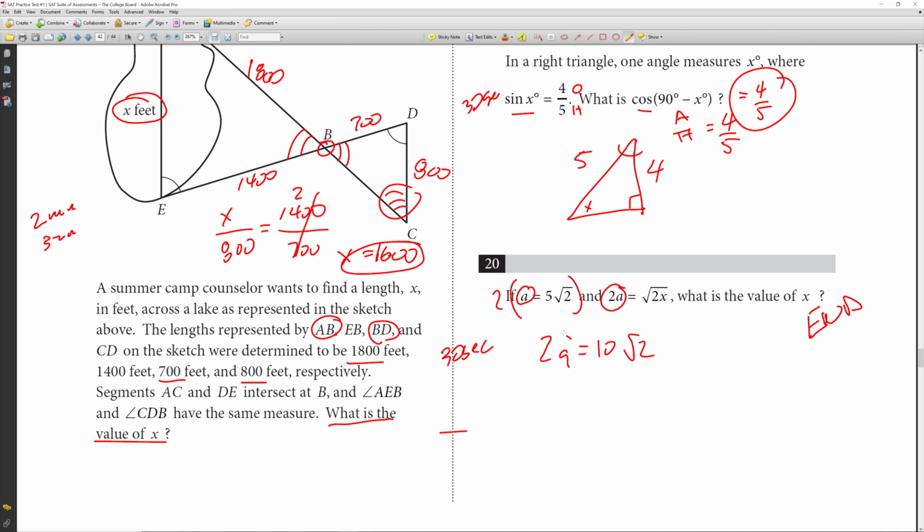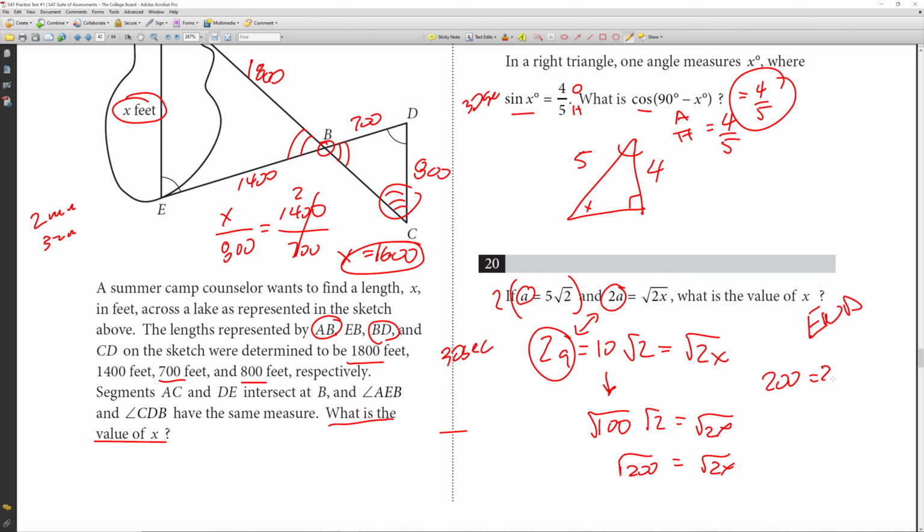But since I have a 2a here and a 2a here, I'm going to set them equal to each other. So that means this is equal to square root of 2x. I probably want to multiply this by 10 and put it under a square root sign, because then it'll still be equal to 10. So this is really equal to the square root of 100 times the square root of 2, which is equal to square root of 2x. And if you remember the exponent rules, I could combine these. So that means this is equal to square root of 200, which is equal to square root of 2x, which then I square both sides. I get rid of these square roots. I'm left with 200 is equal to 2x. Divide both sides by 2, x is equal to 100. That is why this is a 30-second question.